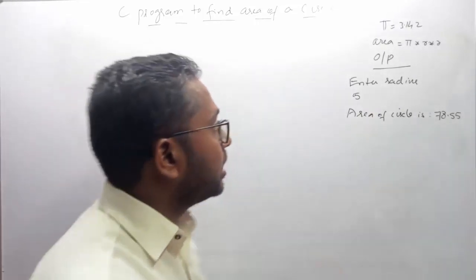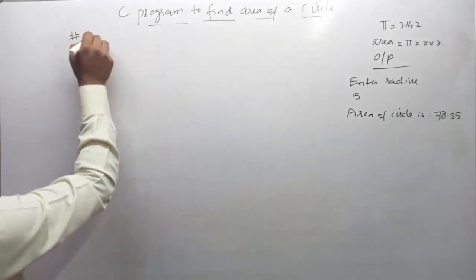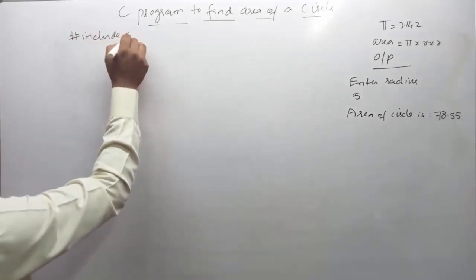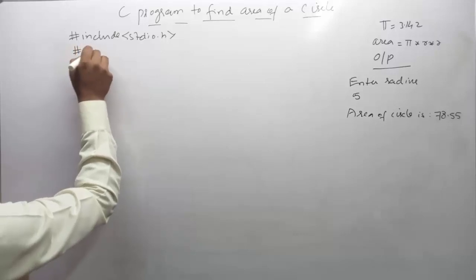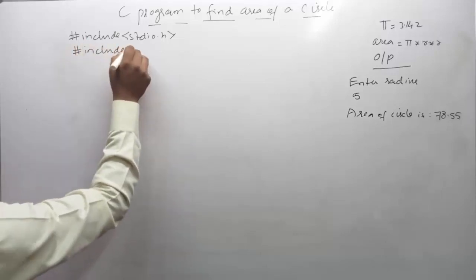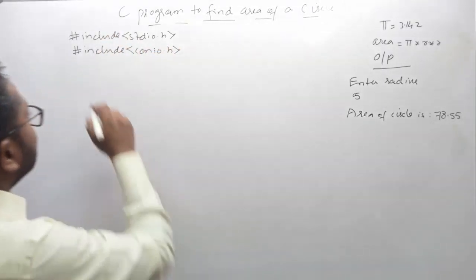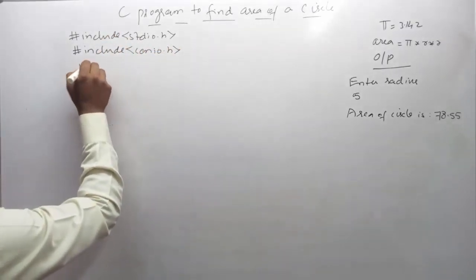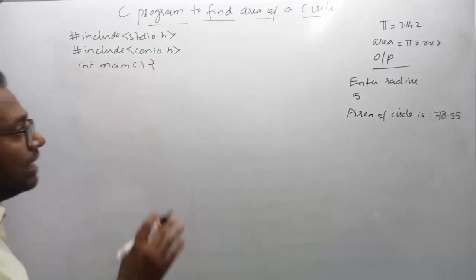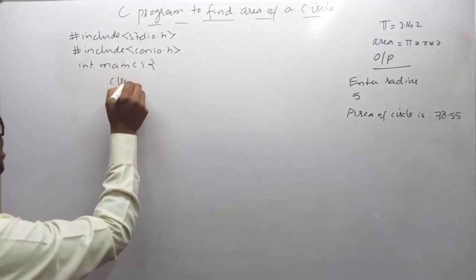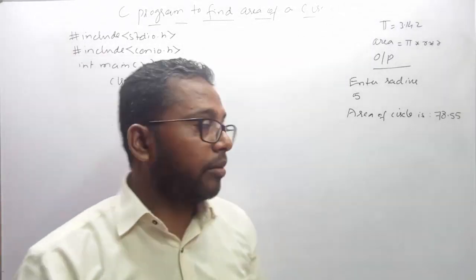Okay, so let us start our C program with the header files. Hash include stdio.h, hash include conio.h, then int main. Next we will use the clear screen function to clear the output of previous execution.